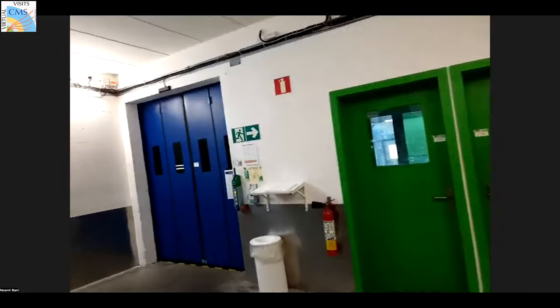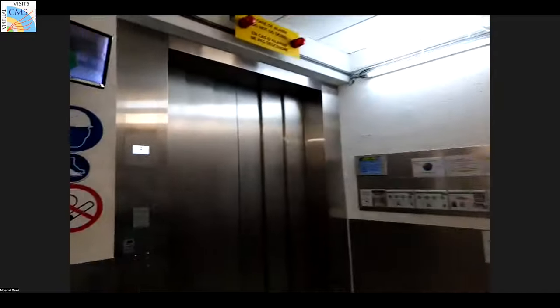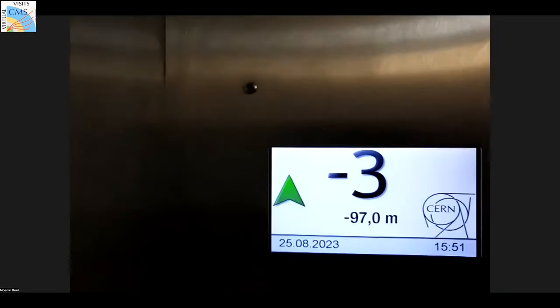Okay. Now we are going to take the elevator that will bring us about 97 meters, right? For the minus 3, yes. I have a good memory of it.